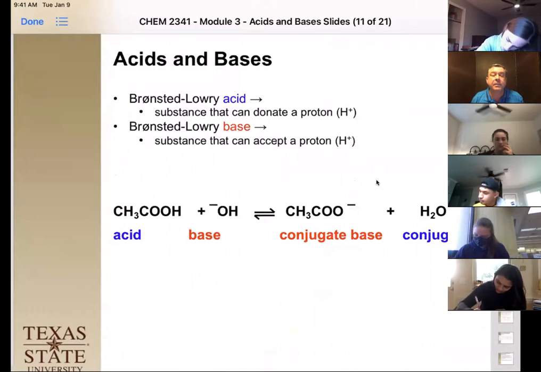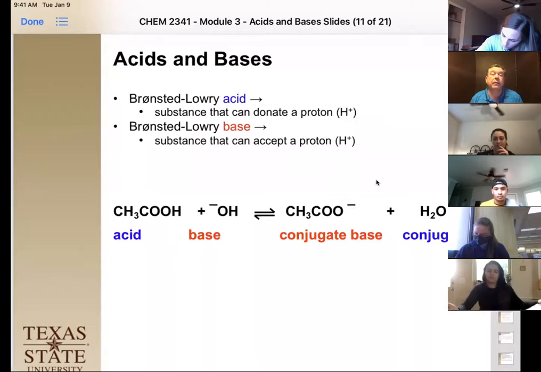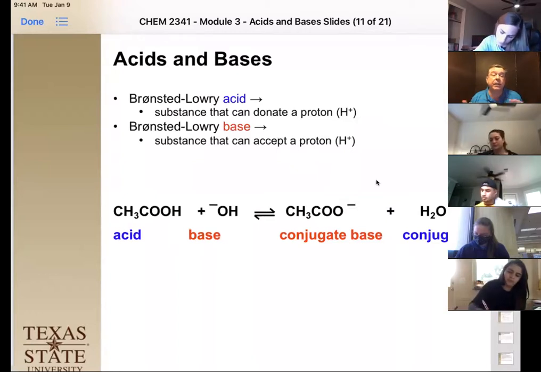Our acid is a substance that can donate a proton, okay? So it can give a proton away. Our base is one that can accept a proton, typically forming a sigma bond, and there could be a change in charges here. A Bronsted-Lowry acid donates a proton. A Bronsted-Lowry base accepts a proton. So that's much closer to the definition of acids and bases we learned in Gen Chem.